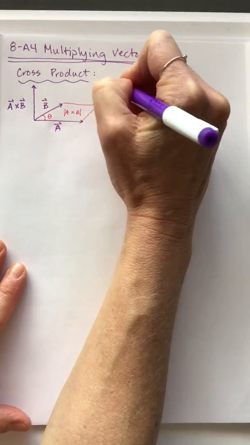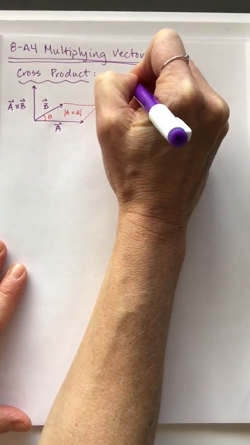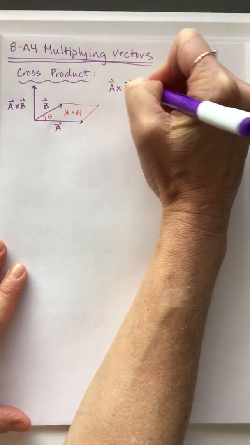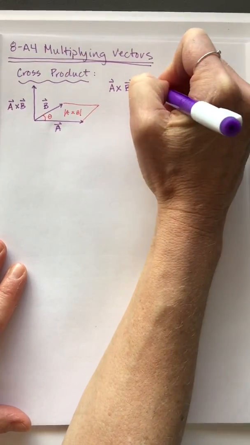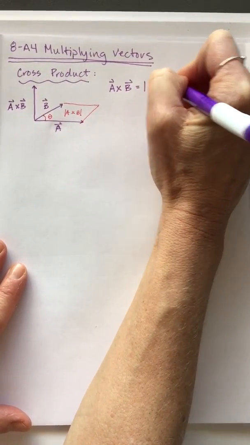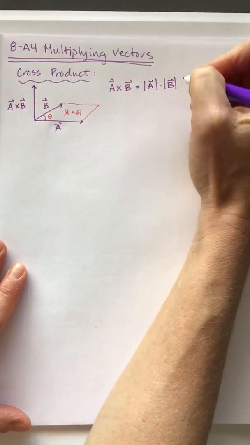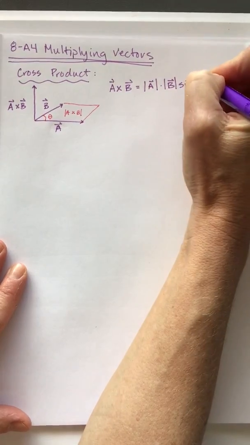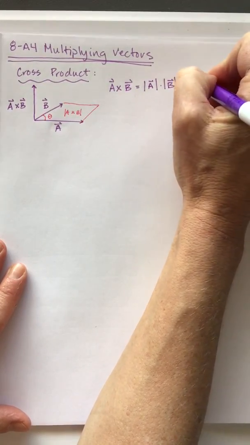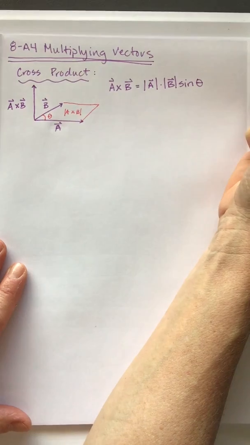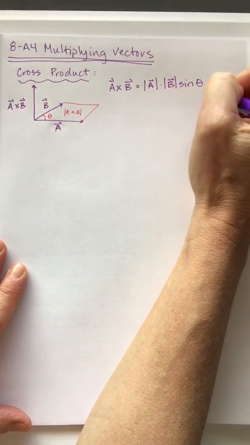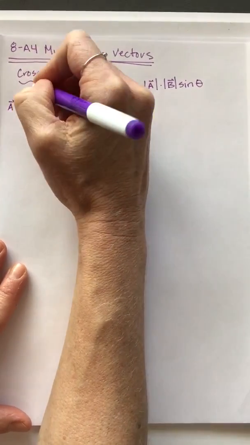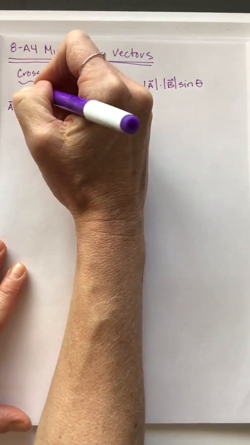So A cross B is equal to the magnitude of A times the magnitude of B. So it's very similar to the dot product. But instead of the cosine for the dot product, they use sine of theta. And that will give you the value of A cross B, the magnitude of this vector.